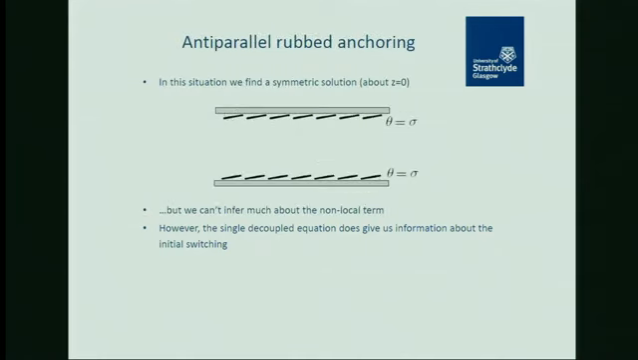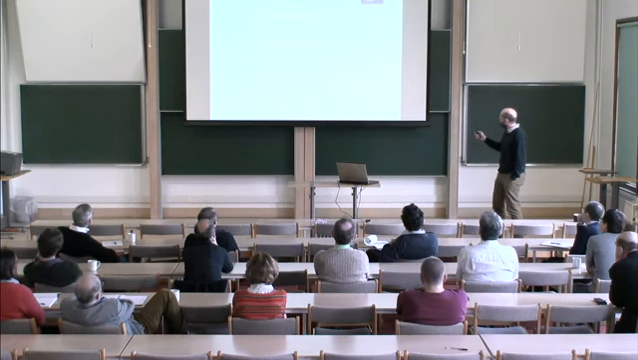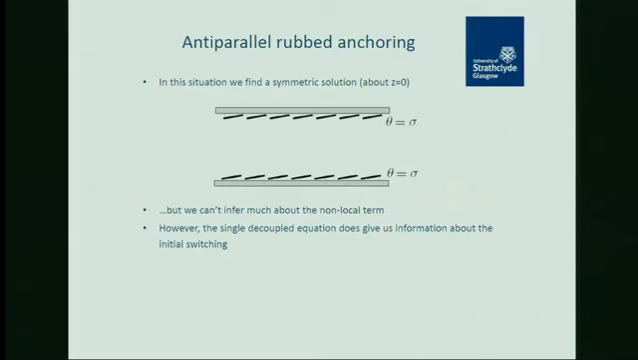For anti-parallel rubbing, well, there's not much we can do, except we do have some information from this kind of evolution equation for theta that we've created. There's two possible types of relaxation from an initial state. Sorry, let me just go back 1 second. There's actually, because my boundary conditions are theta is sigma on both sides, I can actually get a symmetric solution about the midpoint, and that is, as long as I don't do anything stupid, that's generally the solution I would get, a symmetric solution about the midpoint.